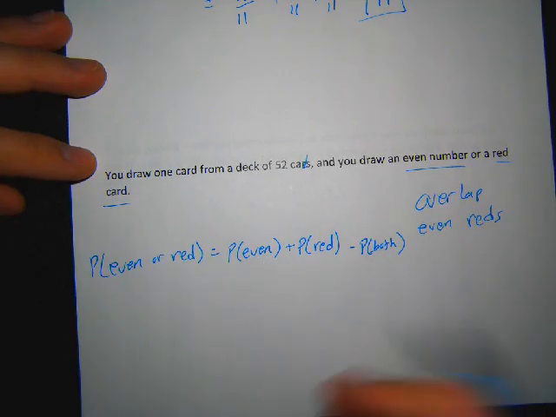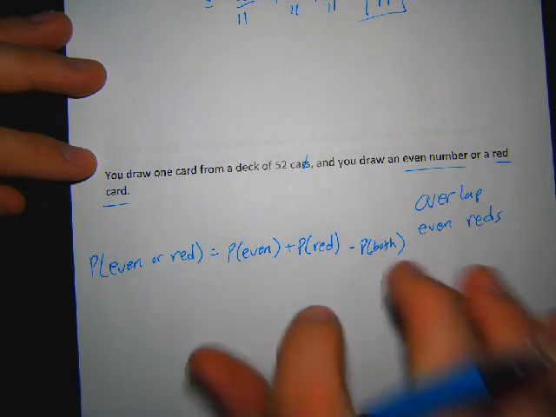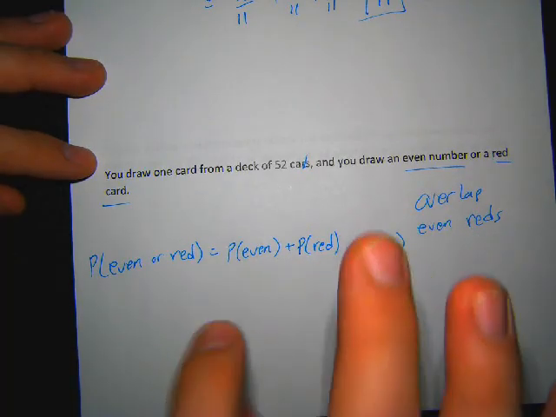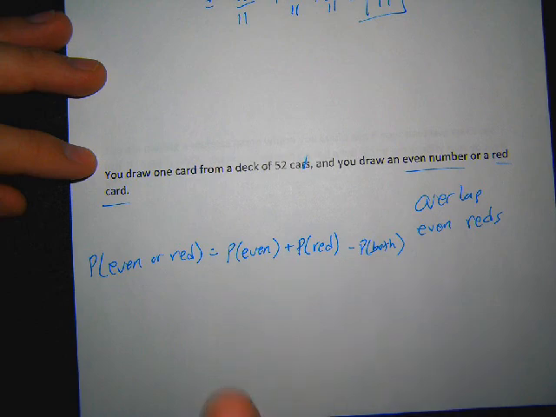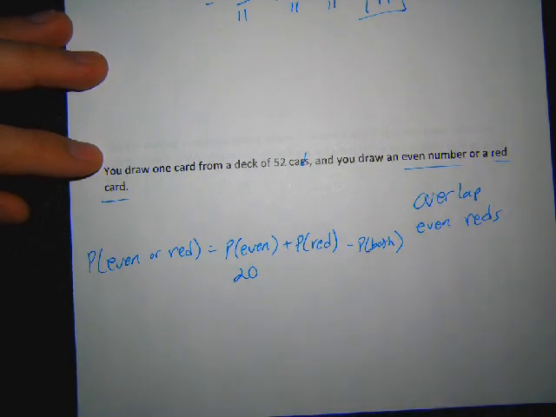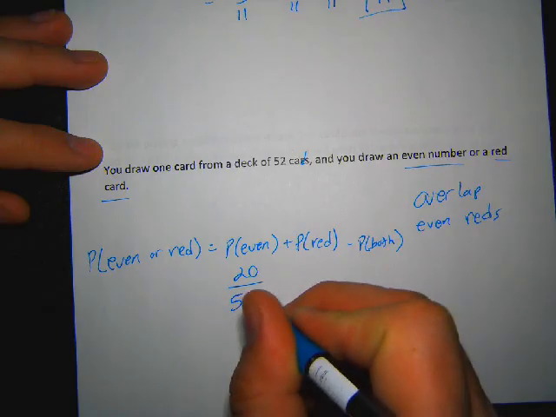Evens, so it's 2, 4, 6, 8, 10, that's 5 evens for 4 different suits, right? 2, 4, 6, 8, 10 of hearts, 2, 4, 6, 8, 10 of diamonds, spades, clubs. So there are 20 evens. Count all the 2, 4, 6, 8, 10s of hearts, diamonds, spades, and clubs. You get 20 cards out of the 52 cards.